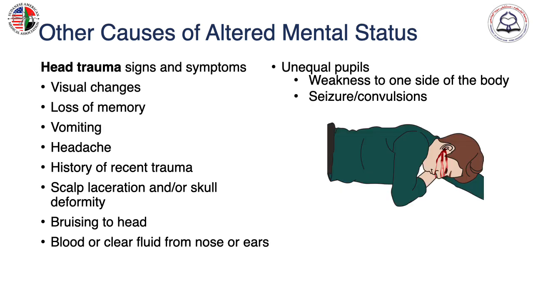Trauma is a very important cause of altered mental status. You can elicit a history of trauma. The patient could have visual changes, loss of memory, vomiting, headache, scalp laceration, bruising in the head, blood or clear fluid coming from the nose or from the ear if it is a fracture of the base of the skull, and you can get weakness and sensory disturbance, convulsion, and unequal pupils.